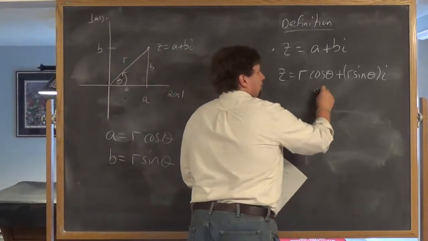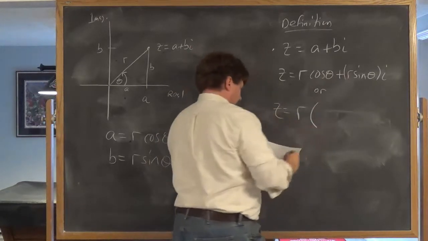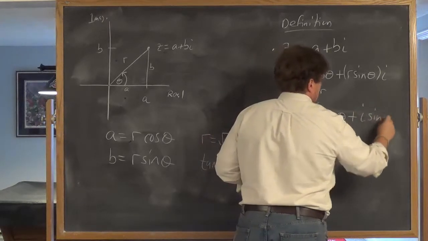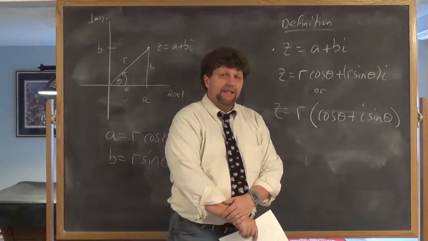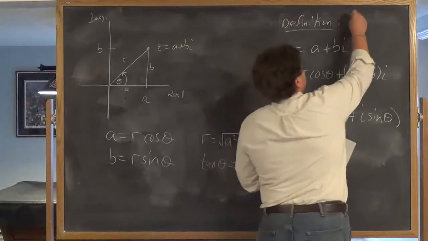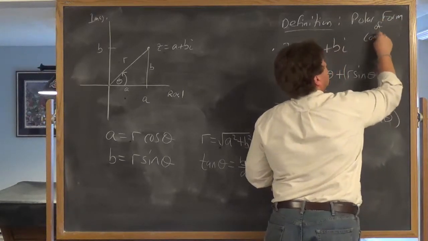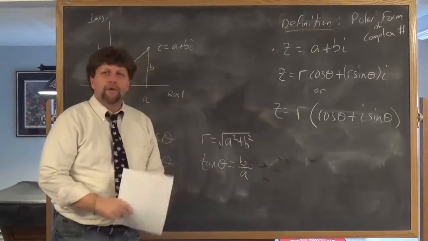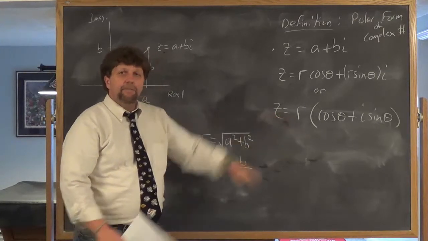There's a nicer way to write this. Since R is a factor here, you could factor out the R and write it as Z equals R quantity cosine theta plus I sine theta. So again, this is our definition of the polar form of a complex number. And hopefully you see why it is called the polar form of a complex number. I need you to know this is the polar form of a complex number.